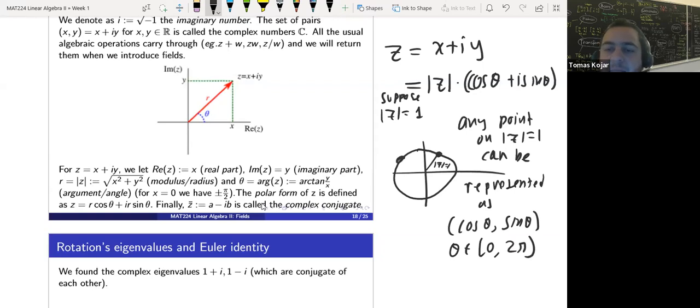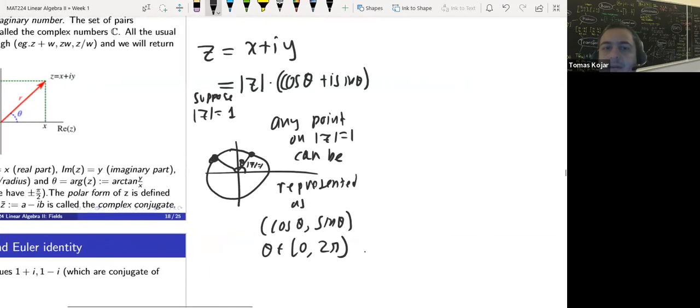So you give me any point on the unit circle, I can find you an angle. I can find you the angle with the x-axis. Then by putting in those two values for cosine and sine theta, I can find you the exact location, right? So if you give me the angle, I can give you the location of the vector. Does that make sense?